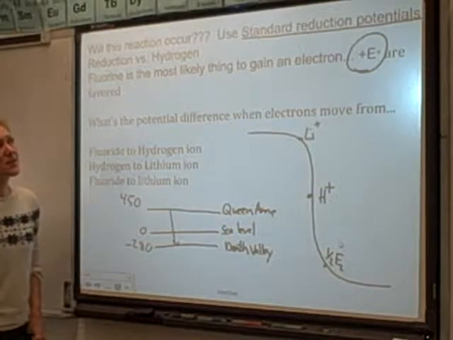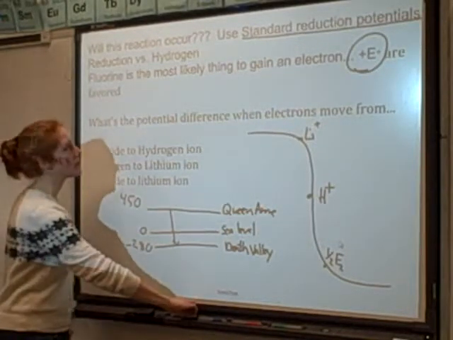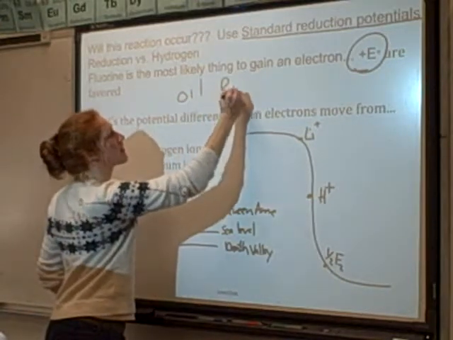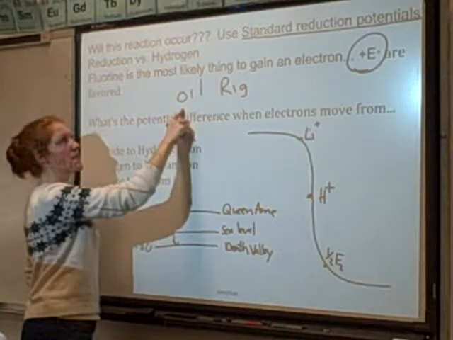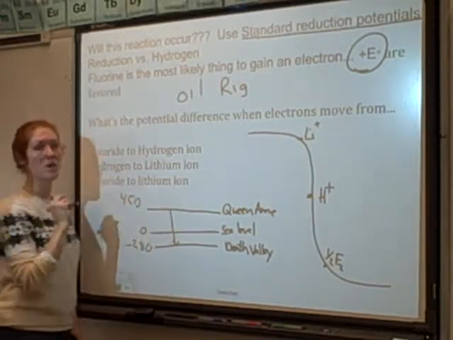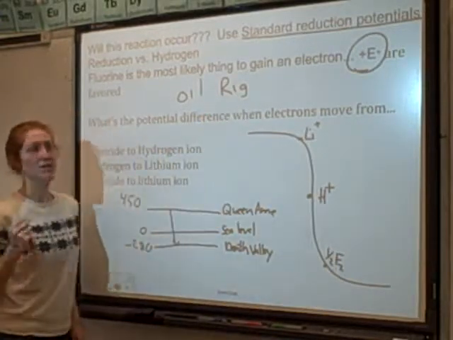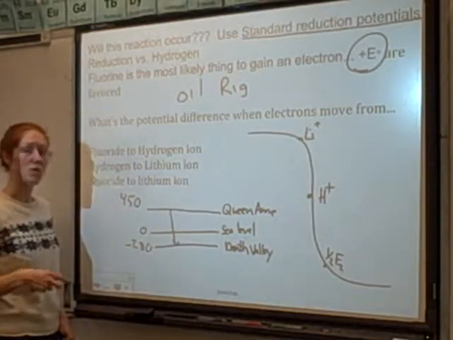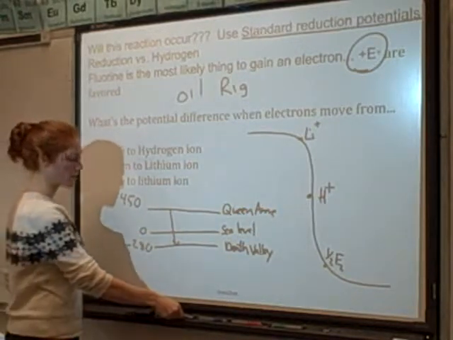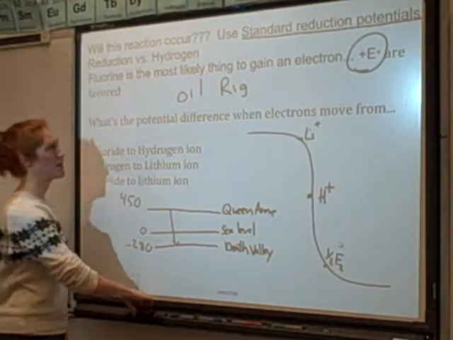You should also understand at this point that we use this little thing called OIL RIG. Make sure you understand before watching this that if something is oxidized, it loses electrons, and when something loses electrons, it becomes positive. Reduction is gaining electrons, so if something gains electrons, it's becoming more negative, so something that's reduced becomes more negative. So make sure you understand those two things before watching this. You got that? You're ready.